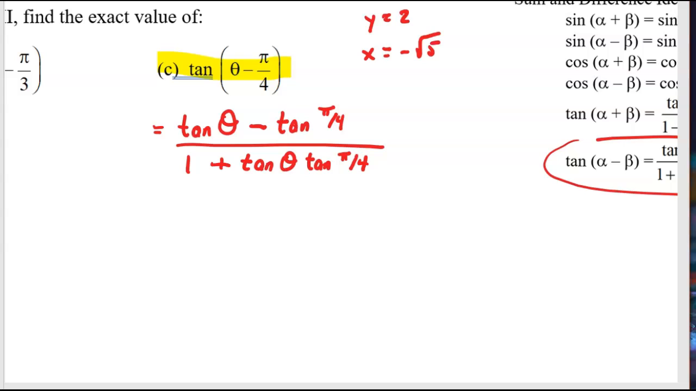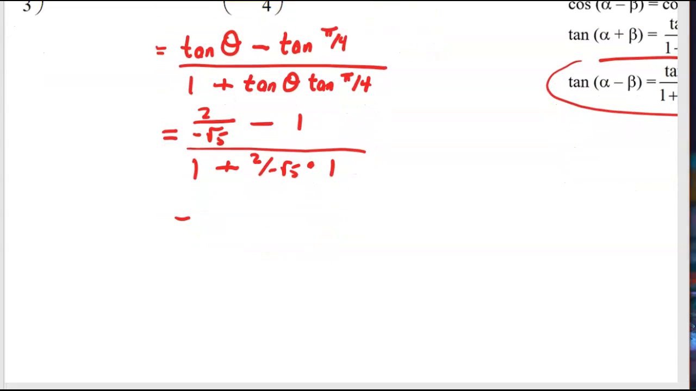X is negative root 5. So tangent of theta is 2 over negative root 5. Now I'm going to leave that as it is temporarily. Minus tangent of pi over 4 is 1, over 1 plus 2 over negative root 5 again times 1. So let's simplify. So that's going to be 2 over negative root 5 minus 1, all over 1 minus 2 over root 5.